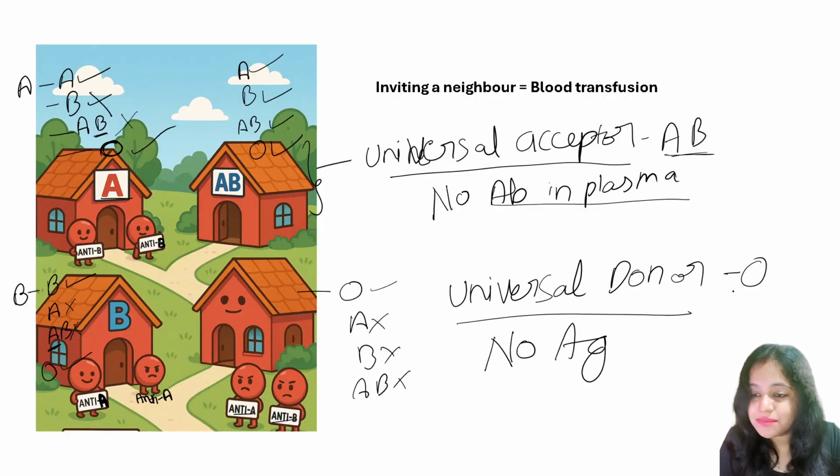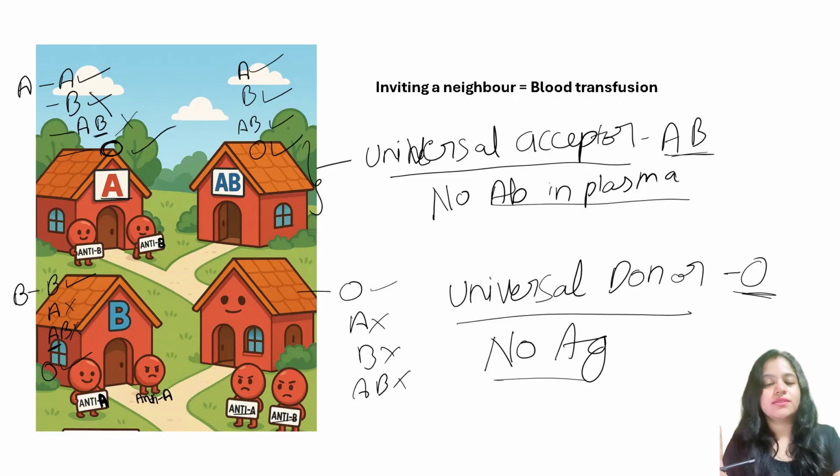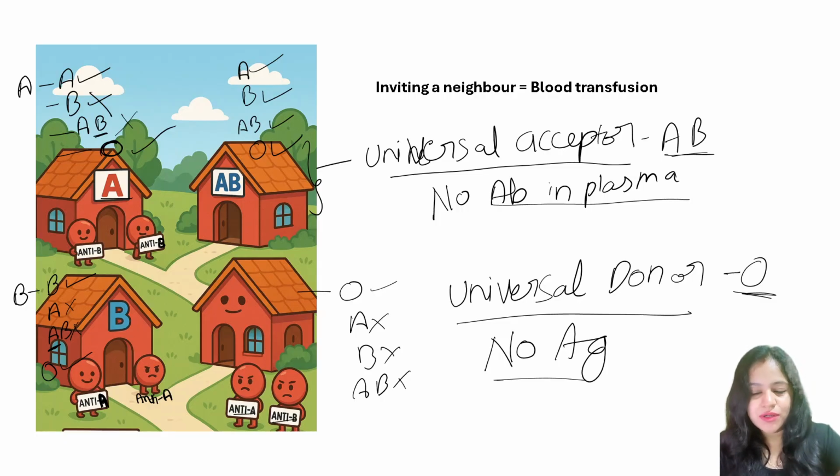Universal donor is blood group O. Why? No antigen, no nameplate on the house. It can happily go anywhere. No guard will stop. Okay? Clear? Now this was your ABO blood group system.